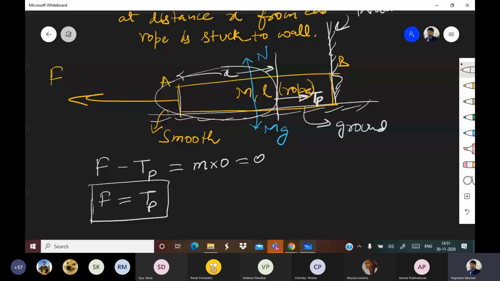What formula have you created? Into x into a by l. What is this? There is no acceleration. And your formula is dimensionally incorrect. Or if you are saying x and l have the same dimensions, then it is dimensionally correct. The formula is wrong. So the point to be noted is that tension in the rope at any point will be F is equal to TP.